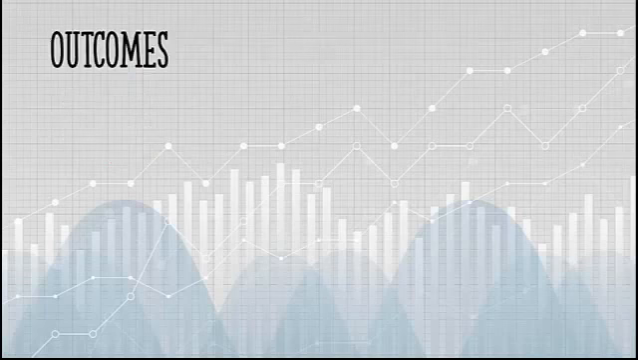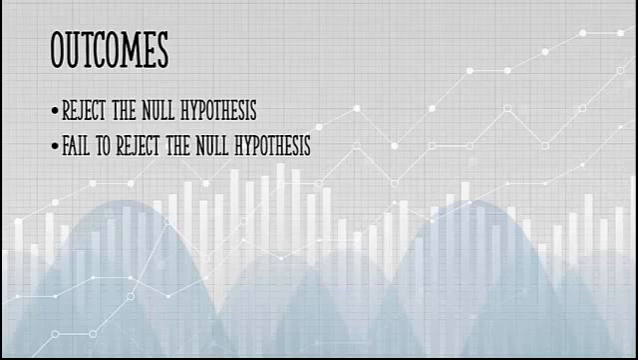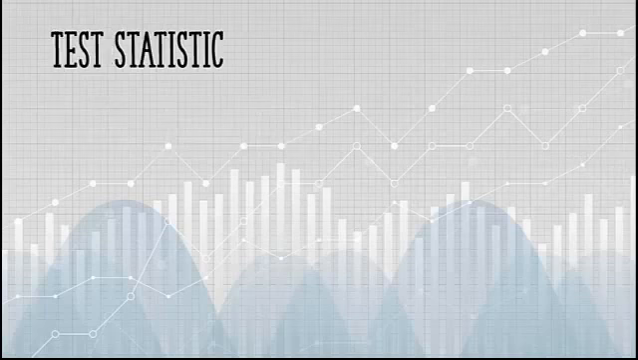We are looking for one of two outcomes. The first outcome is to reject that null hypothesis. We say that we have gathered enough evidence to say that the null hypothesis is probably not true and we can replace it with our alternate. The other outcome is that we fail to reject the null hypothesis. What that means is that we just haven't gathered enough evidence to say that the null hypothesis is probably not true. We can decide to accept or reject the null hypothesis mathematically.